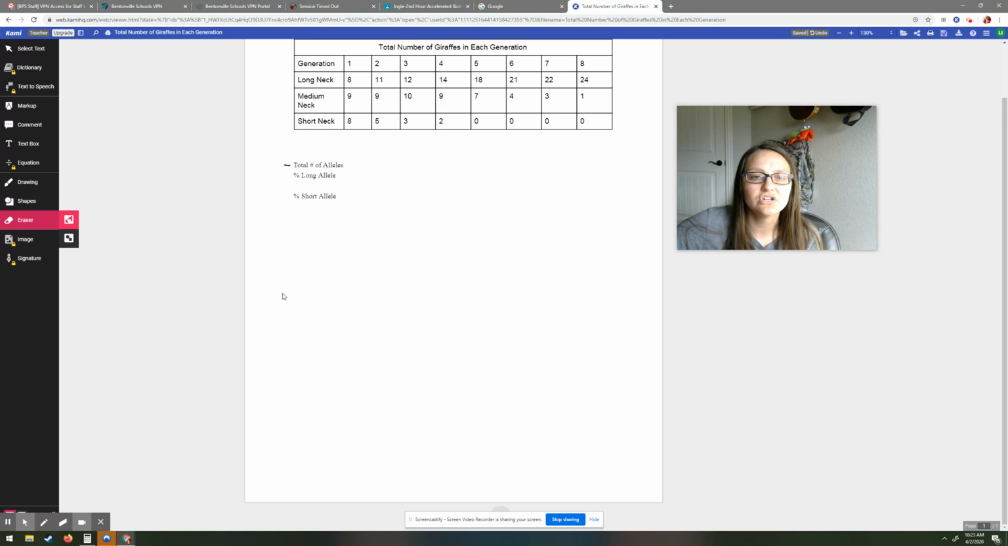So let's do generation 2. There are 11 long necks, so that means that there are 22 alleles for long. Then we go to medium necks, and there's still 9, so there are 9 for long. You go through, and that should give you 31. There are still 50 total.